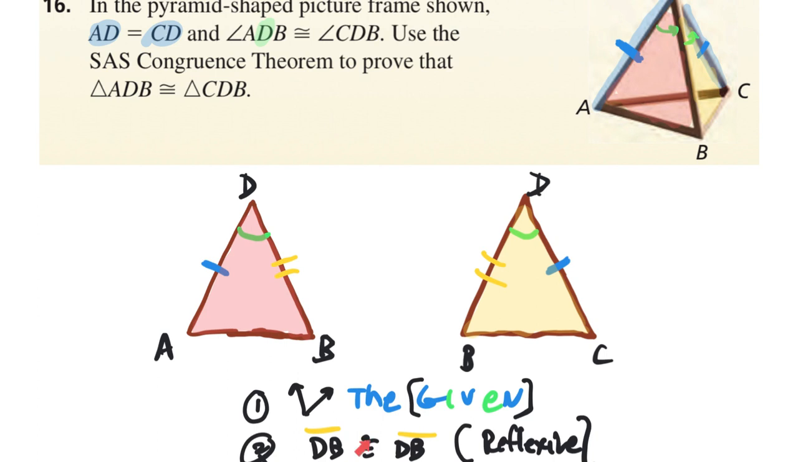So there it is. We start with the given information, which is in blue and green. And then we use the reflexive property to show that DB for this triangle is congruent to DB for that triangle. And that's it. The triangles are congruent because we've got congruent sides, congruent angles, congruent sides. A pair of two sides and an included angle, the SAS congruence theorem. That's it for number 16.